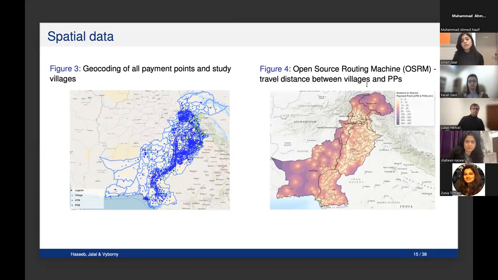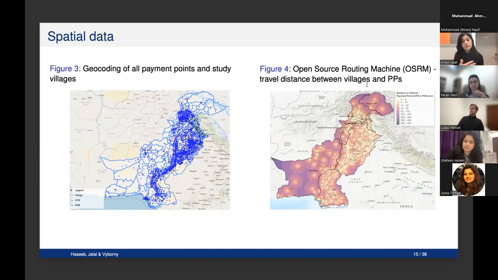So what OSRM does is it just tells you the optimal way of getting from point A to point B, which can involve a mix of walking, getting on a bus, driving, whatever. It's like when we search on Google Maps for how to get somewhere and it gives us some optimal combination of different modes of getting there. That's kind of what we're using.